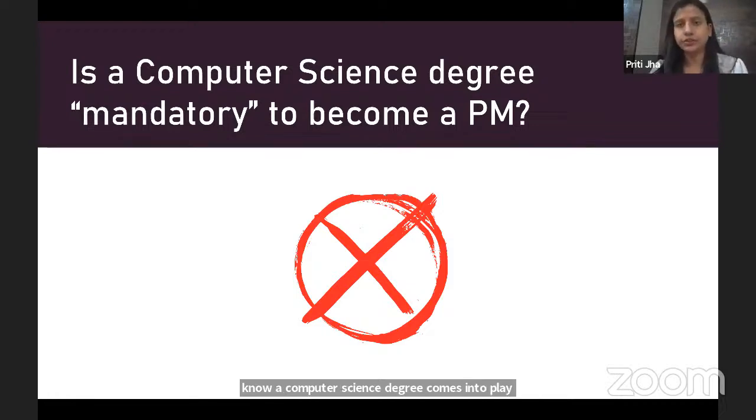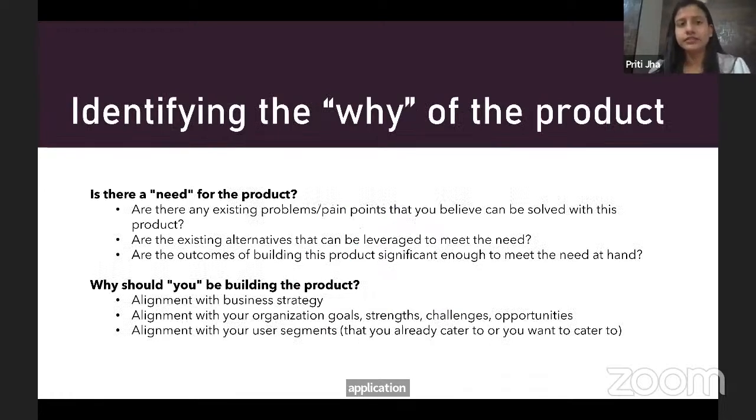That being said, just reiterating that a computer science degree is not at all mandatory to become a PM. You're well and good even if you do not have a computer science degree, as long as you have the hunger and aptitude to learn and understand the systems. It's going to be perfectly all right for you. So yeah, just wanted to address that elephant in the room, and good luck to all of you who do not have a computer science degree, as well as those who have one but not necessarily experience in developing software applications. Now, let's come to identifying the why of the product.